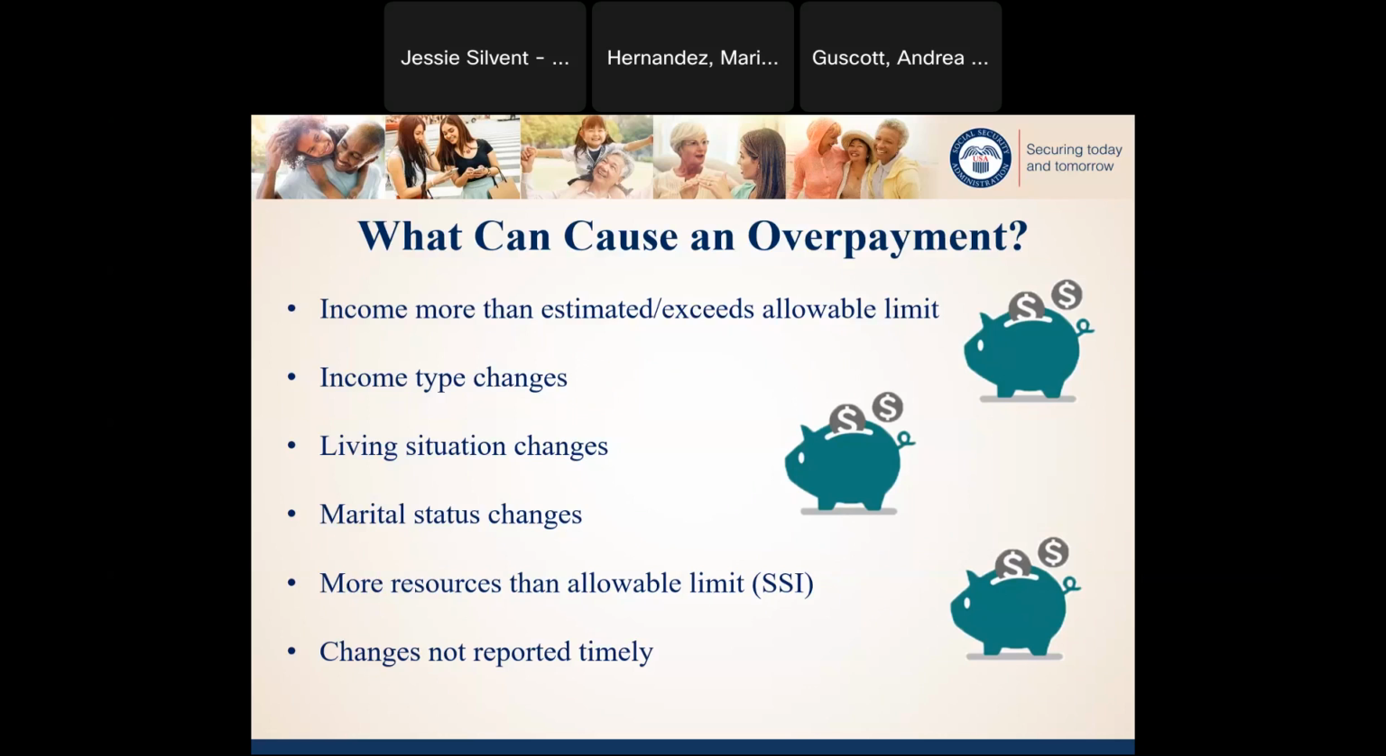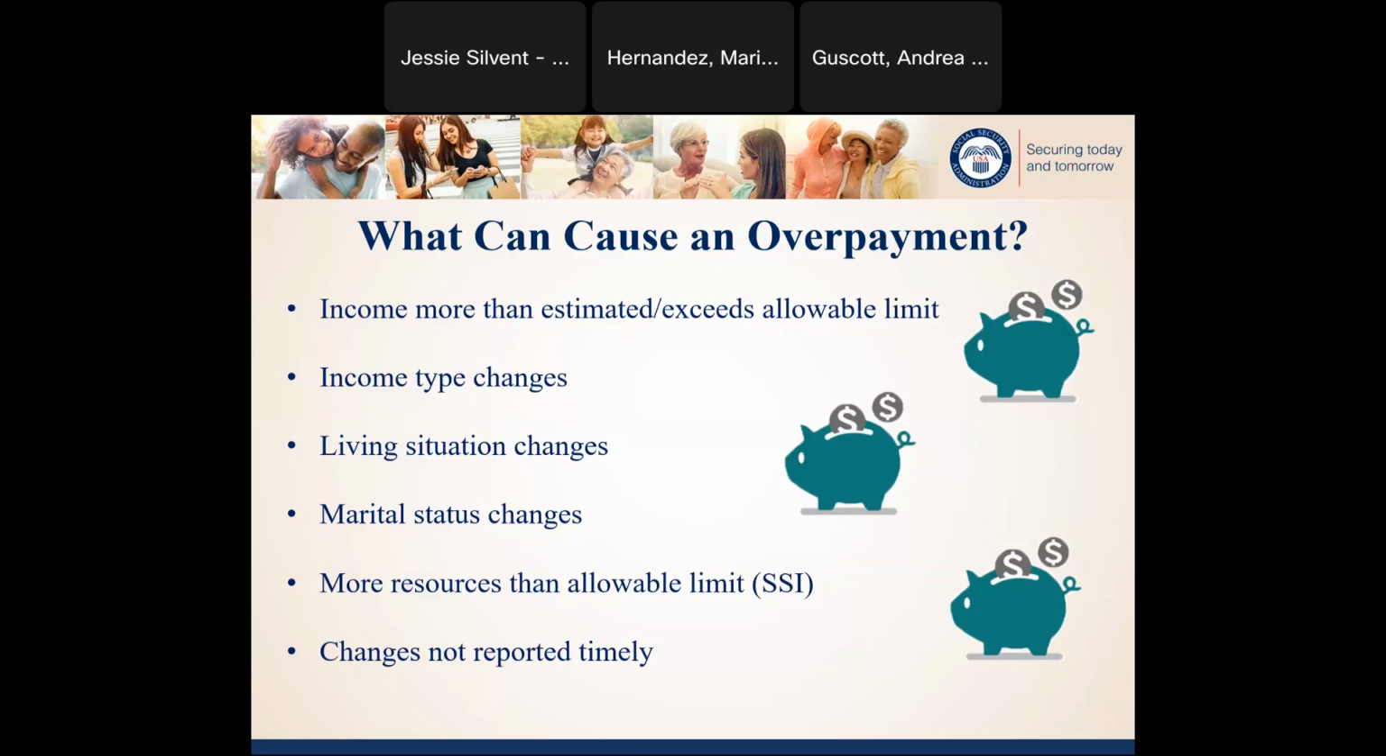So changes in income types can also be a cause of an overpayment. We more commonly see this with the SSI program because it is needs-based. So any type of income will affect someone's eligibility and their payment amount. So that could be something like child support, unemployment benefits, alimony, VA benefits, or pension income.